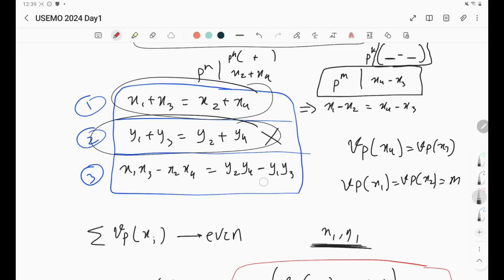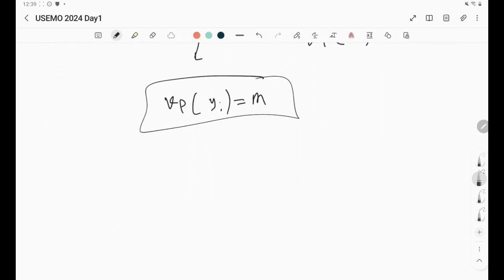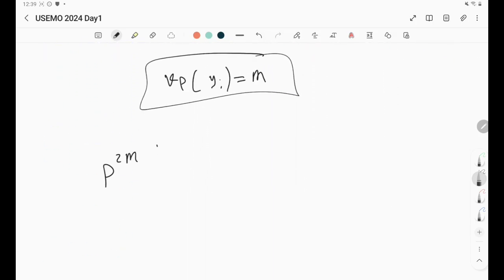Let's look at the y's, because all of them have m, right? So this thing is going to give us p to the m, so p to the 2m, and this thing p to the 2m as well. So we're going to get p to the 2m as a common factor. So we know that p to the 2m divides this thing here. Let's write it here: it divides x1, x3 minus x2, x4. Can we get something nice from this?